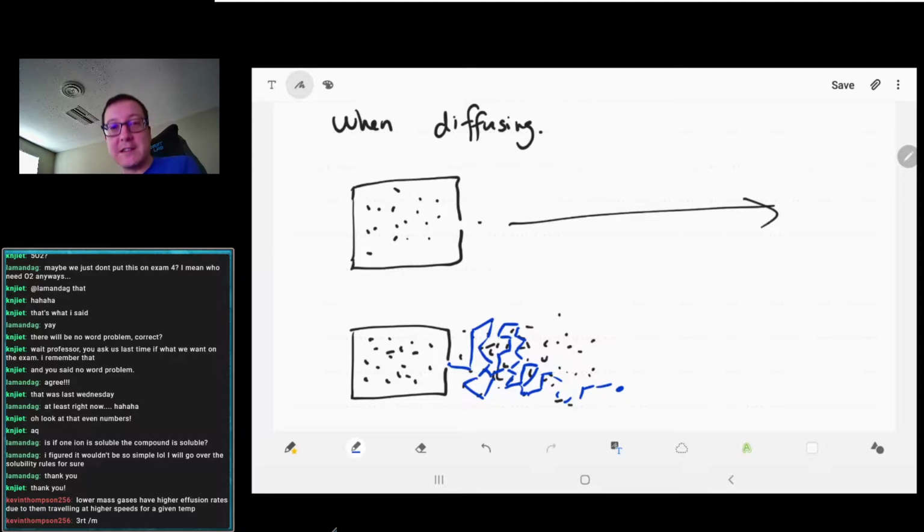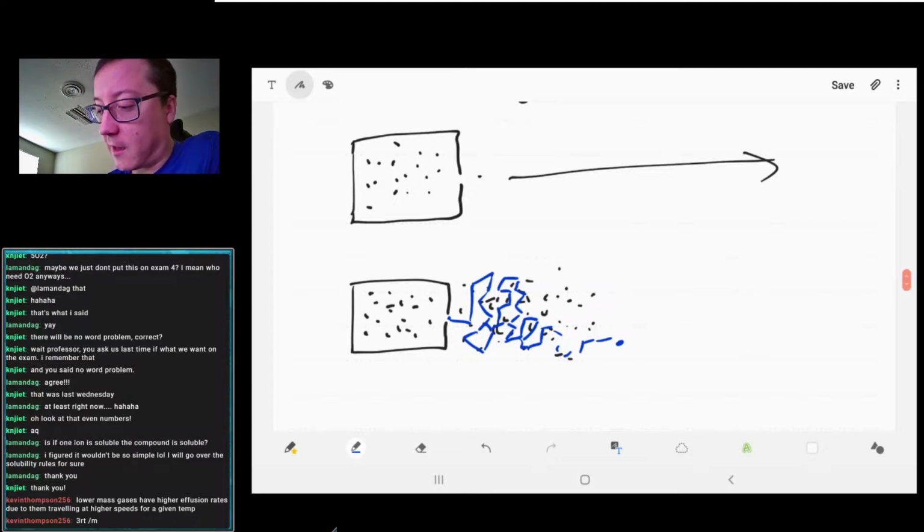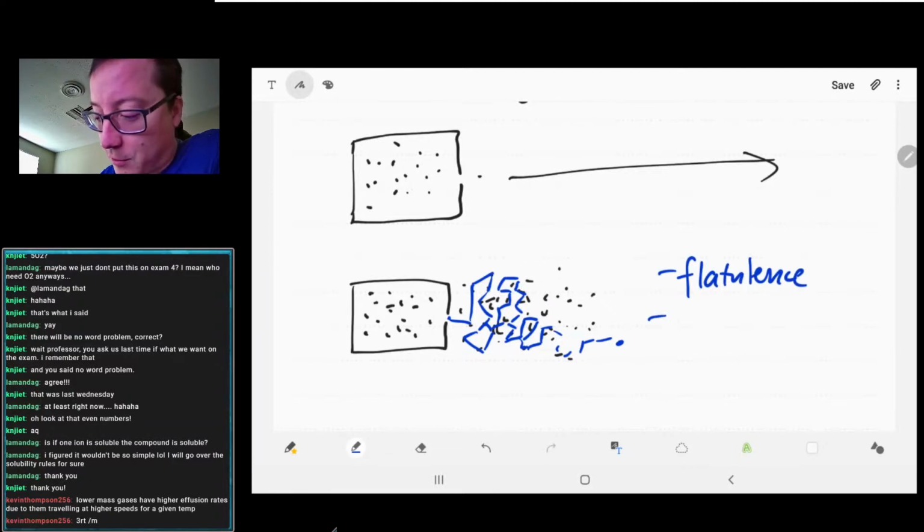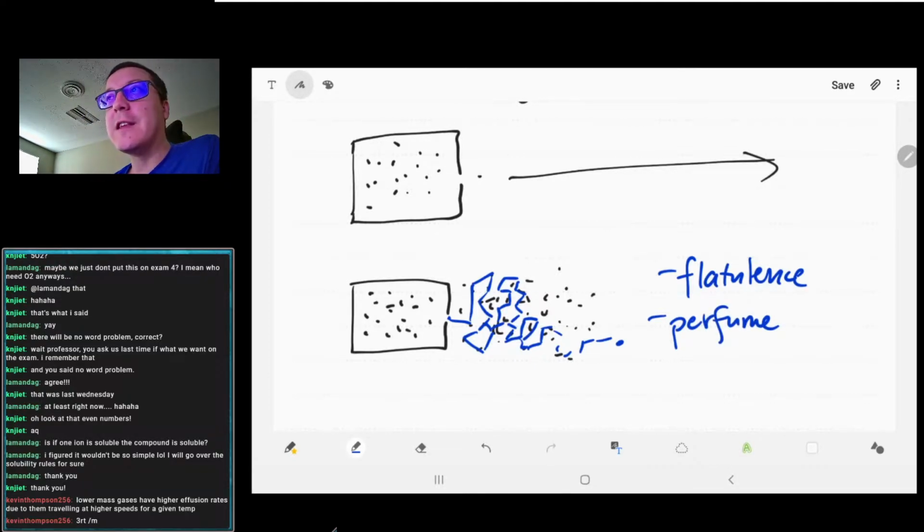So overall, it doesn't look like it's traveled very much. Its displacement is low, but its speed is going to be exactly the same as if it were effusing. But it's being deflected around, and as a result, it can't travel in a straight path. So we're going to see that something like flatulence or perfume spraying or whatever, those things are essentially a diffusion process.